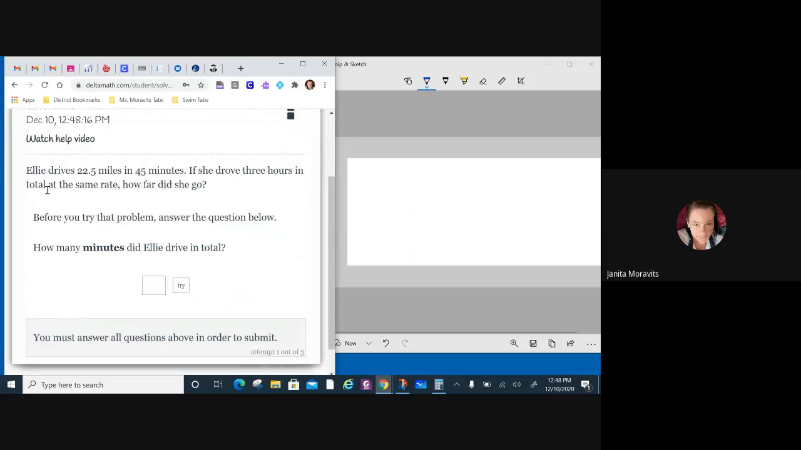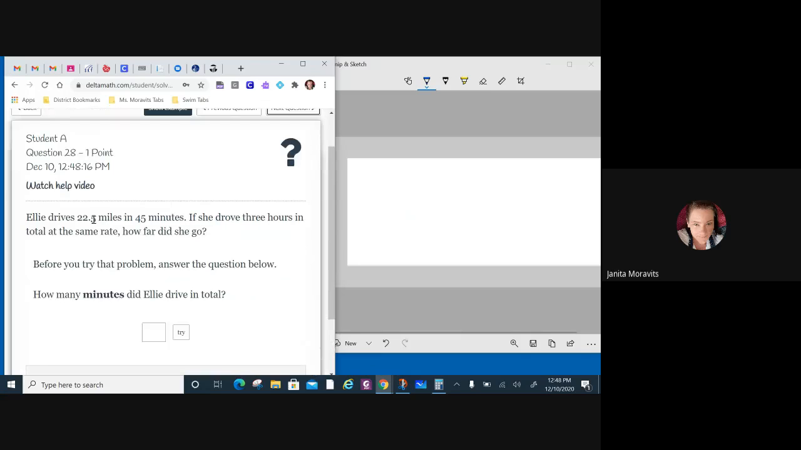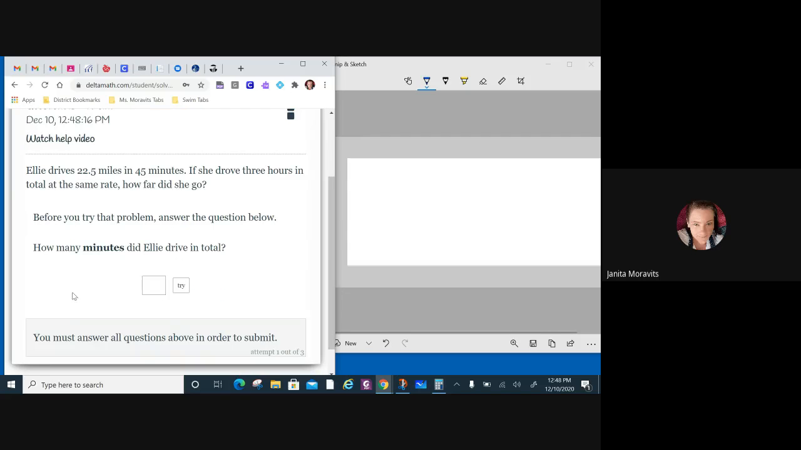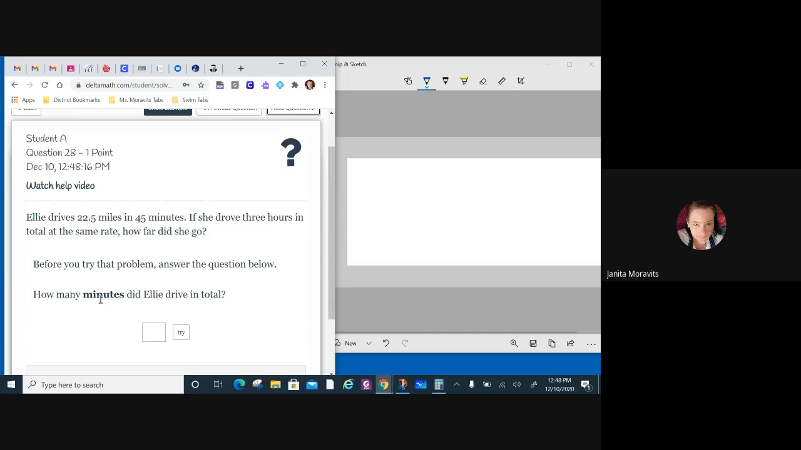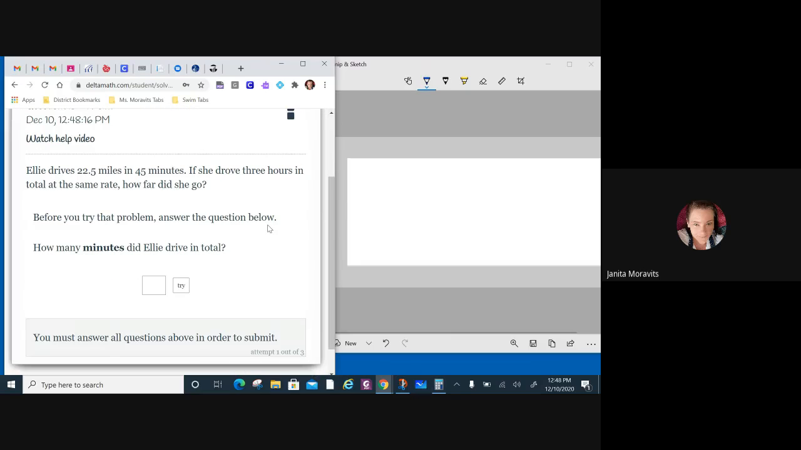It says, Ellie drives 22.5 miles in 45 minutes. If she drove 3 hours in total at the same rate, how far did she go? Before you try that problem, answer the question below. How many minutes did Ellie drive in total? Well, she drove a total of 3 hours, but they want to know how many minutes.